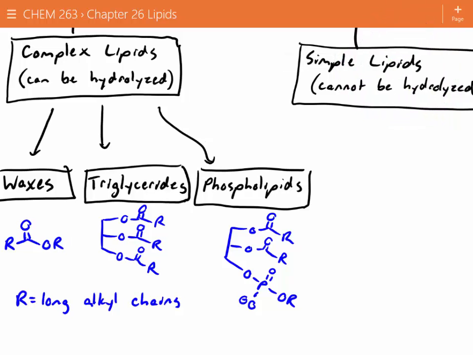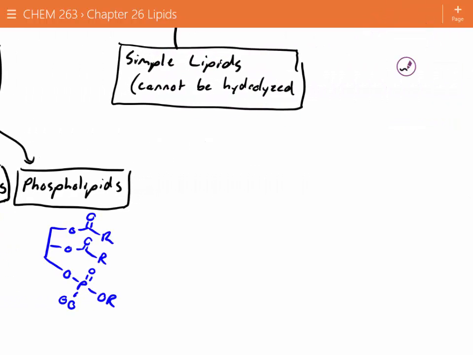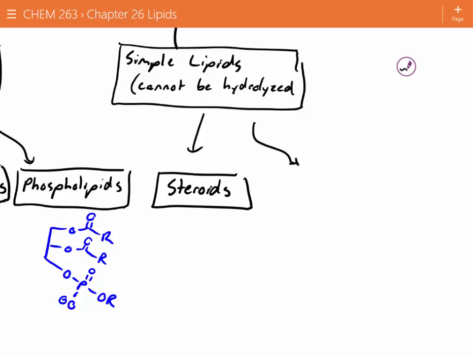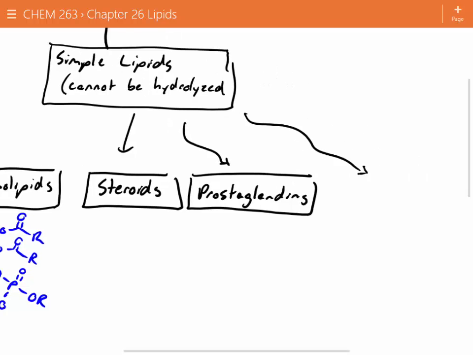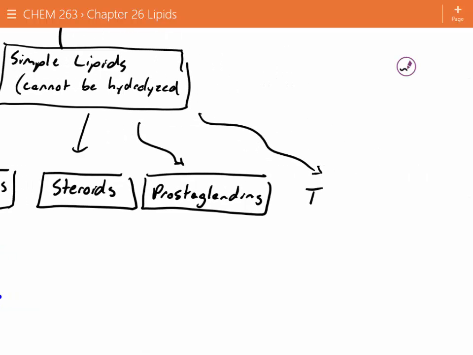All right, now let's look at simple lipids. First one is made up of steroids. Then we've got prostaglandins. We'll go over these. So I'm just going to show you guys simple structures for these. And then the last one is terpenes.